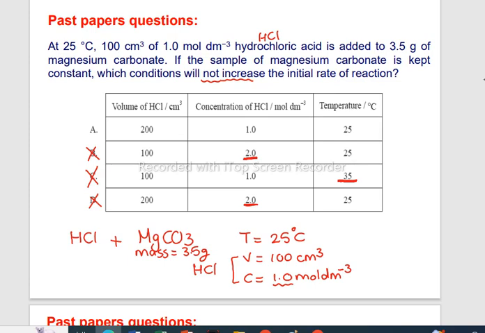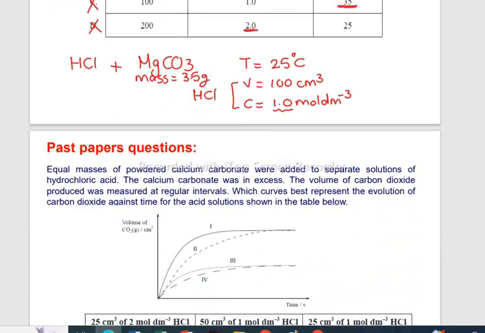So for the last answer, which is A, as you can see, the same concentration is used, the same temperature is used, and we double the volume. Now, doubling the volume of HCl, as an aqueous solution, will not affect the initial rate. Remember that the volume, as we discussed previously, will not affect the initial rate, even if it is doubled. The doubling will affect the ending of the curve, as we need to go through the calculations of the mole. So A is the correct answer, which will not increase the initial rate of reaction.